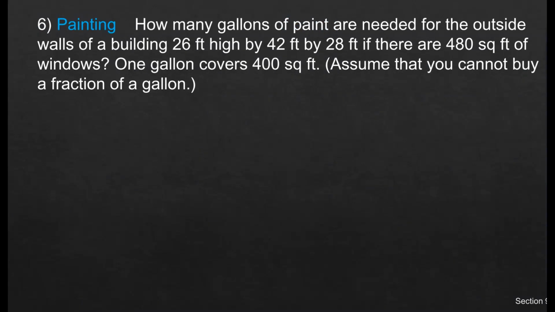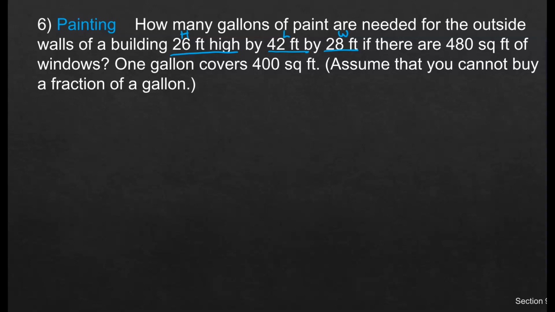And there's a lot of different ones where you have to do some converting, as part of the problem. So this next one is a painting problem. So we're painting a house or painting a building that's 26 feet high. It says how many gallons of paint are needed for the outside walls of a building 26 feet high by 42 feet by 28 feet. So let's think about that. Length times width, right? Length, width, and height. Okay. If there are 480 square feet of windows, so we've got to subtract out the windows, and 1 gallon covers 400 square feet. Assume that you cannot buy a fraction of a gallon.